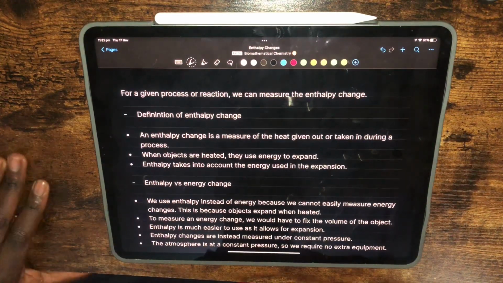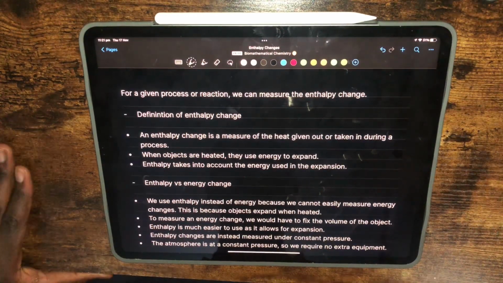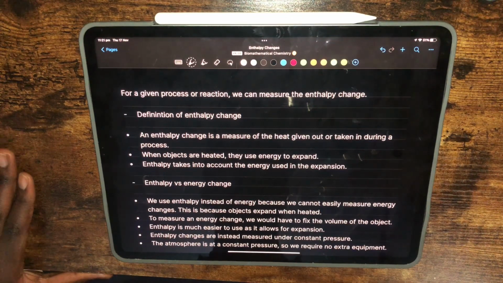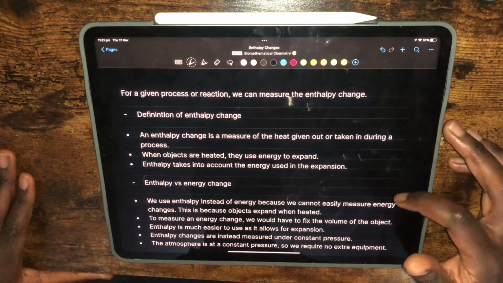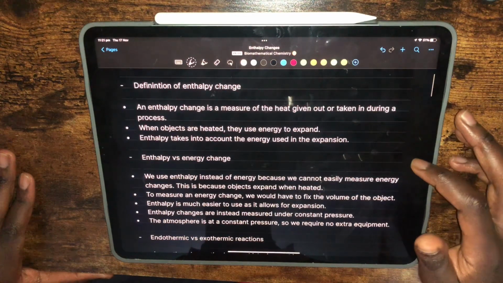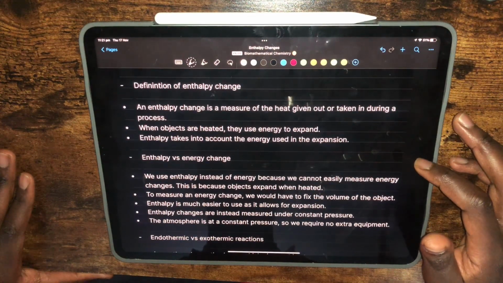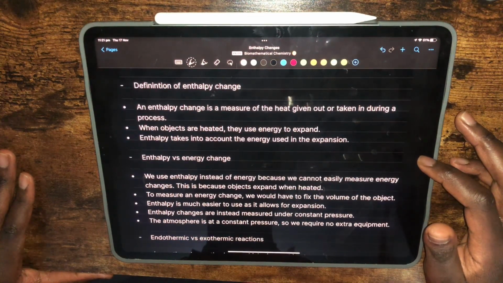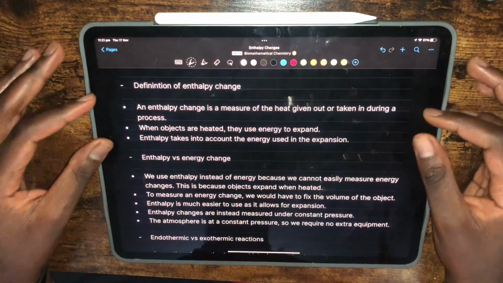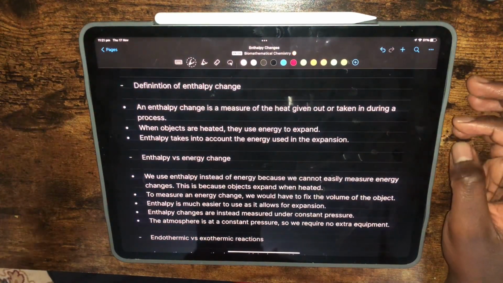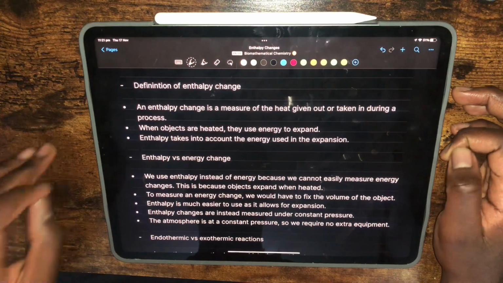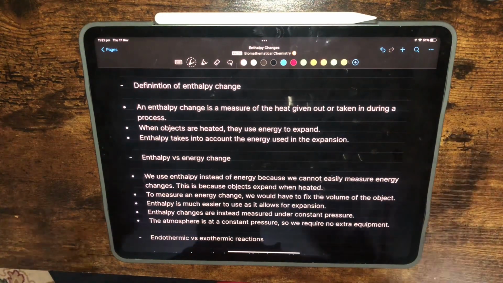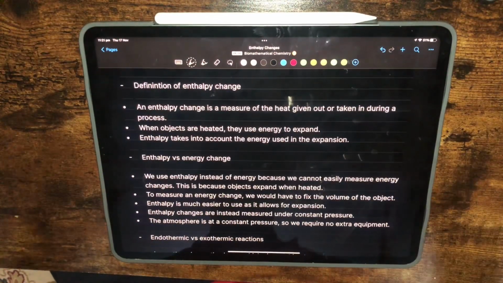Alright, so I'm doing a video on enthalpy changes, so I'll get straight into it. For a given process or reaction, we can measure the enthalpy change. And I'll just give a definition of enthalpy change. An enthalpy change is a measure of the heat given out or taken in during a process. That's the actual technical definition if they ever ask it. But I usually refer to stuff as energy as well, but that's what you need to know.